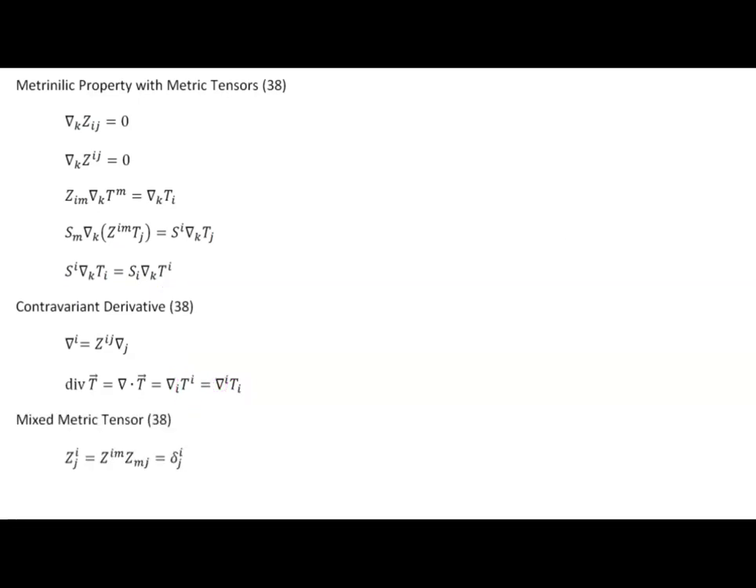And finally, we derived a new object called the mixed metric tensor like this, which we determined to be exactly the same as our Kronecker delta. And that in turn explains why the Kronecker delta is part of our metrinilic family. It's really equal to this tensor, which is the mixed metric tensor. All right, with that, we'll bring this video to a close. Hopefully between this video and the last one, you've got a pretty good understanding of what the metrinilic property is all about.